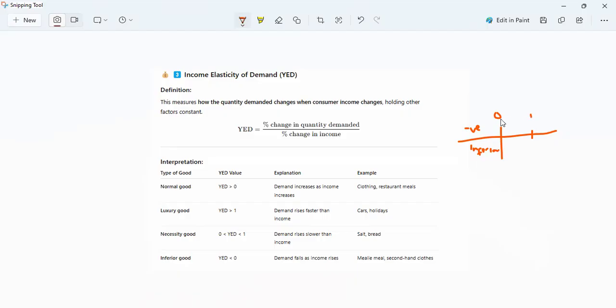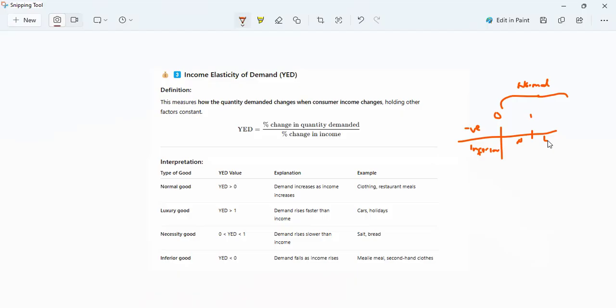If it's positive, on this side here, these are normal goods. Normal goods are goods that you demand more of as your income goes up. Except that between 0 and 1, those are necessities. Necessities may include housing, bread, salt. Then more than one, these are luxurious normal goods. So you need to understand these important terms and categories.